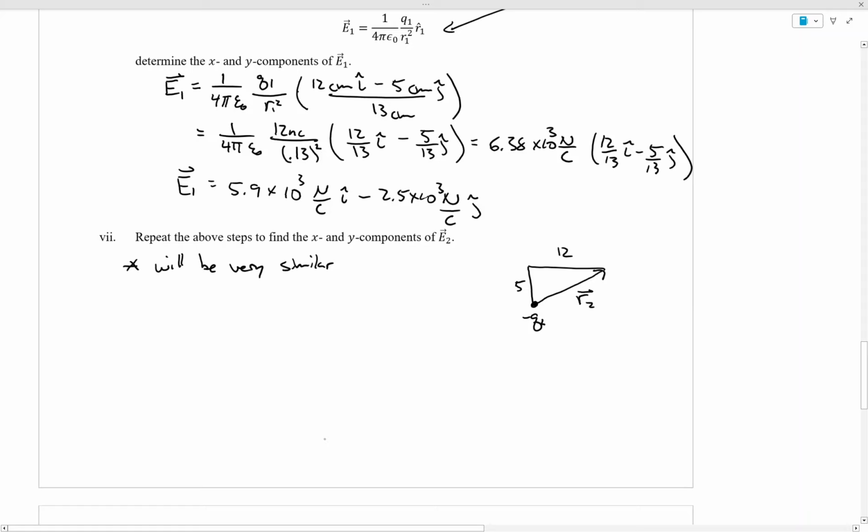Sorry, this is R2. R2 is going to be 5j plus 12i. In other words, both components are different. So that's the difference in the vector R2 compared to R1. But also the sign is different. So how does that manifest?